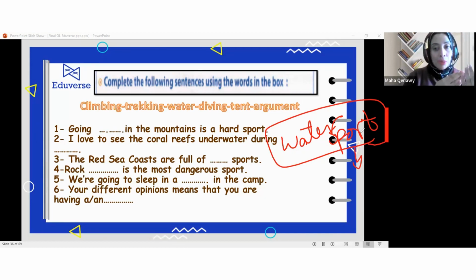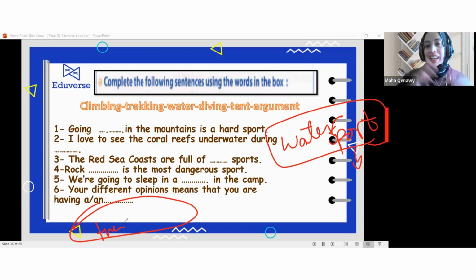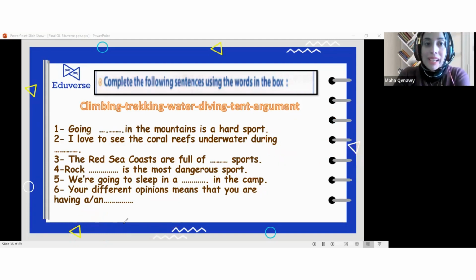There are other sports which are not water sports. You can go trekking, which is walking among trees, deserts, or forests. Climbing, you can climb a mountain, you can climb rocks. You can also go zip lining. Let's see number 1. Going in the mountains is a hard sport. Who can guess it? Going trekking, yes.